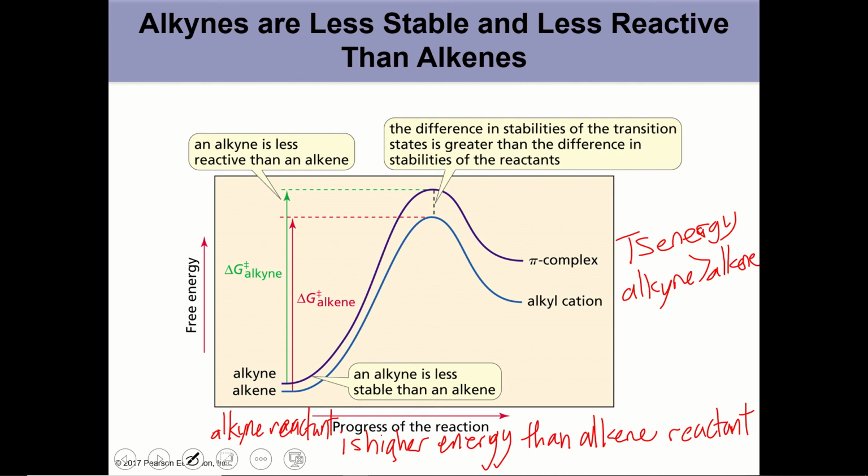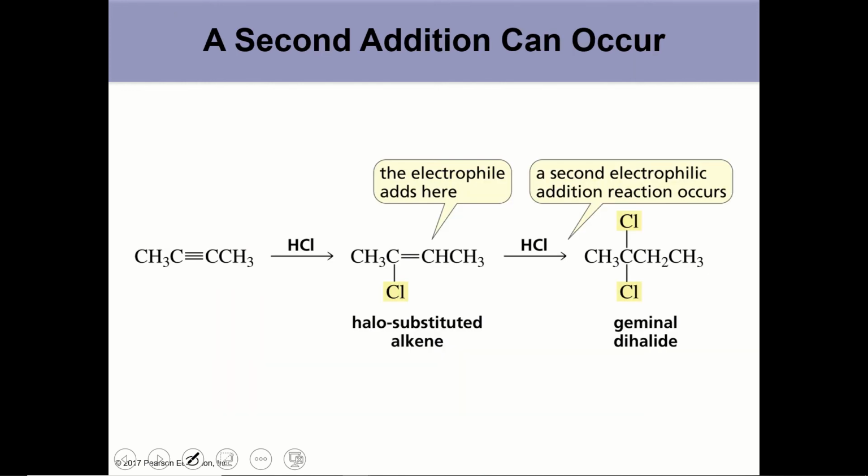Okay, and the difference is always such that both the product of the alkyne and the reactant of the alkyne are higher energy than the alkene in terms of the formation of the intermediate step. So this is higher energy than the alkyl cation. All right. Whew.